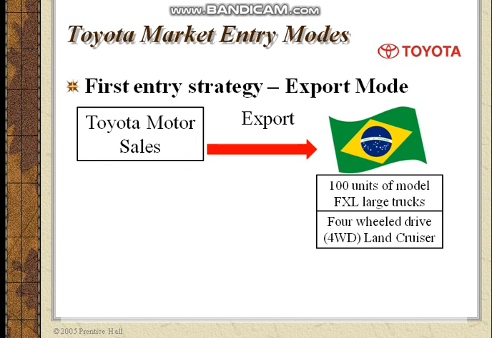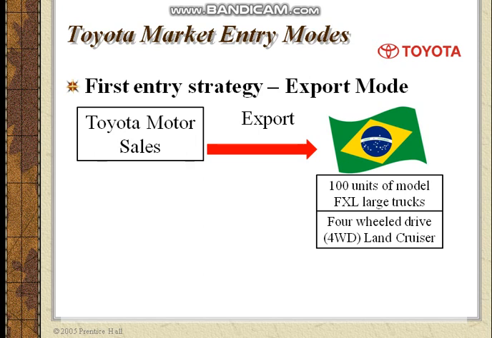First, the entry strategy adopted is the export mode of entry. It started when Toyota received an order of 100 units of model FXL large trucks from Brazil. As Brazil was a developing country at that moment, it was a golden opportunity for Toyota to introduce its brand name overseas, with high potential to penetrate the automobile market in Brazil. Because Brazil had poor infrastructure, Toyota grabbed this opportunity and marketed its four-wheel drive Land Cruiser, as this vehicle is able to withstand the poor road conditions of Brazil.